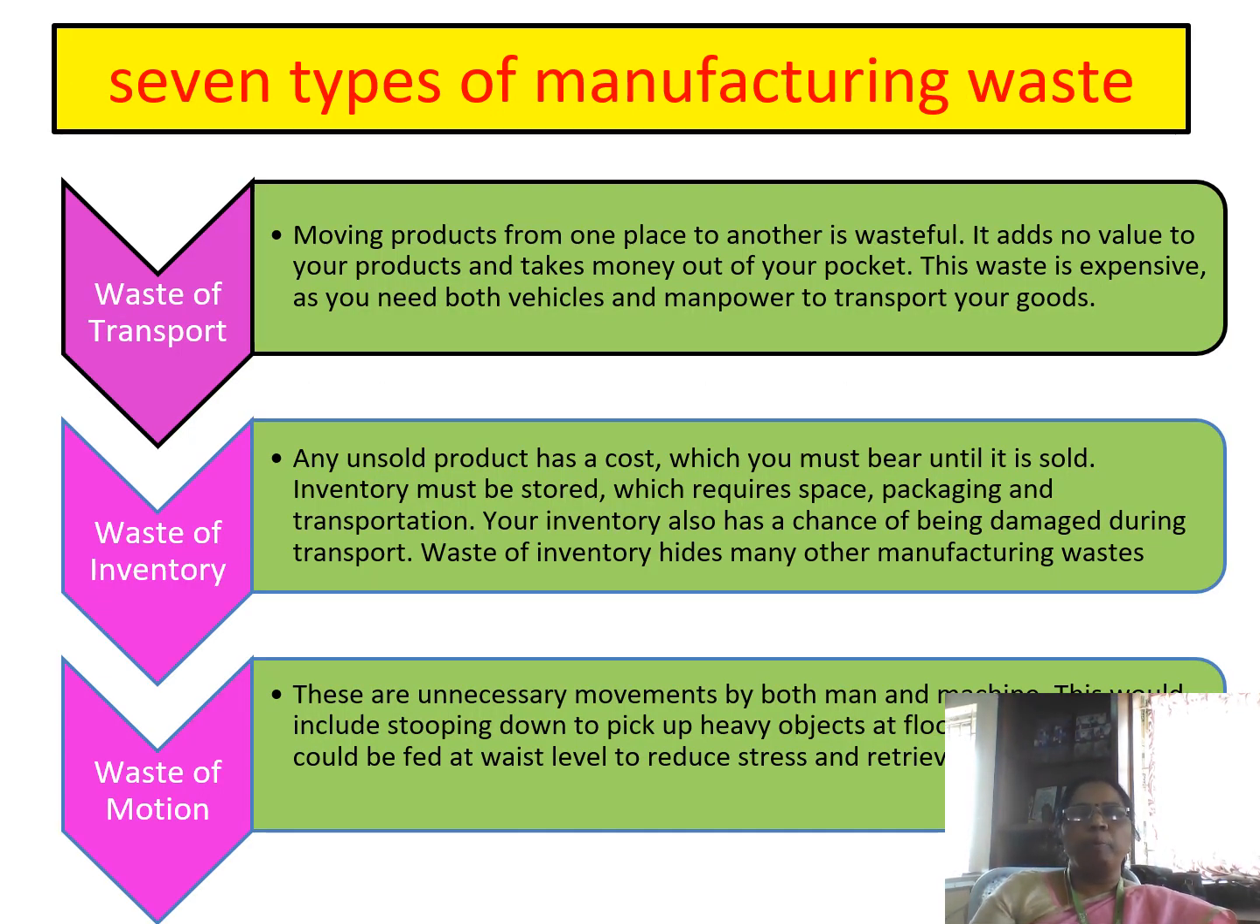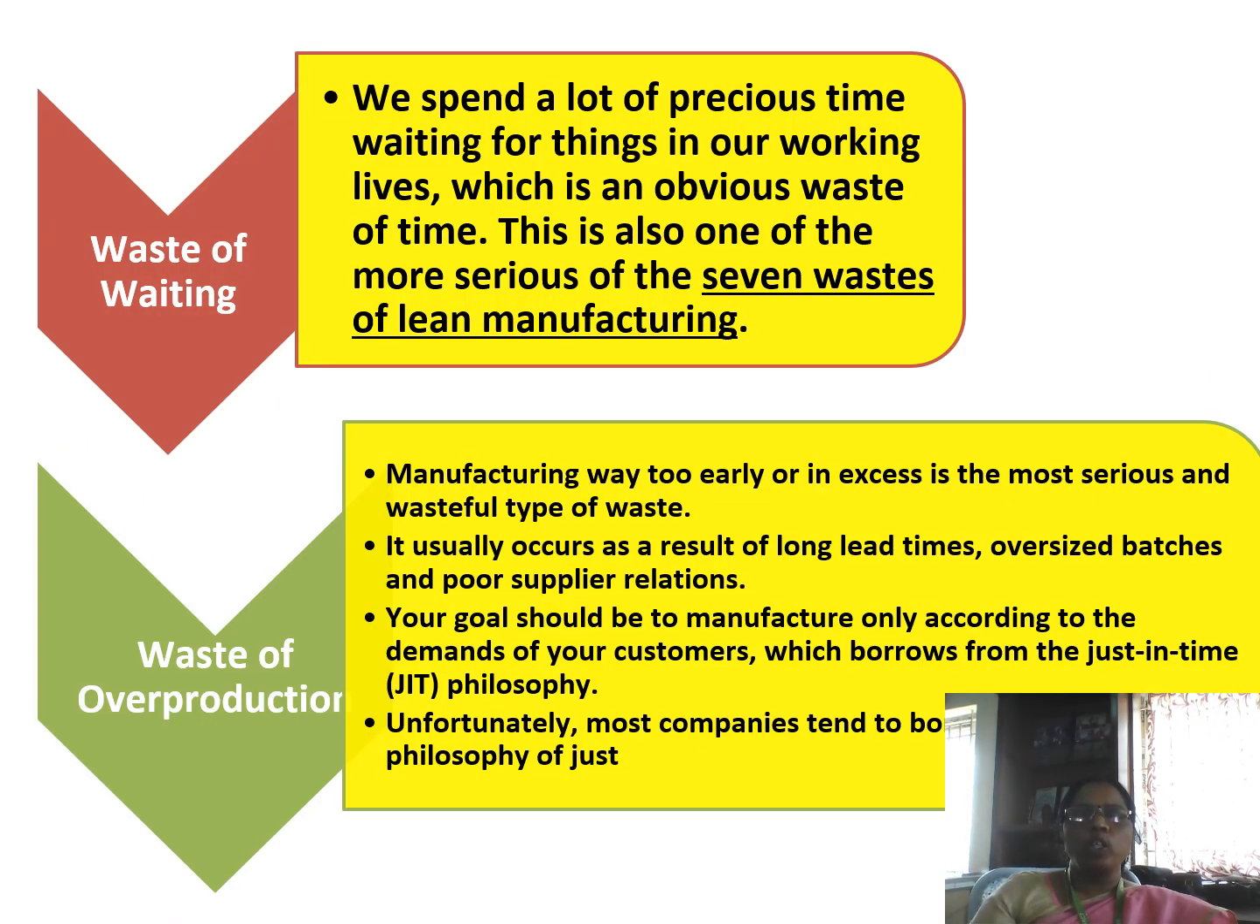There are seven types of manufacturing waste that exist, which a company can concentrate on to reduce the waste. So waste of transport, waste of inventory, waste of motion, and we have waste of waiting and waste of over processing. So when the manufacturing industry concentrates on these wastes, then automatically the waste generated can be reduced.